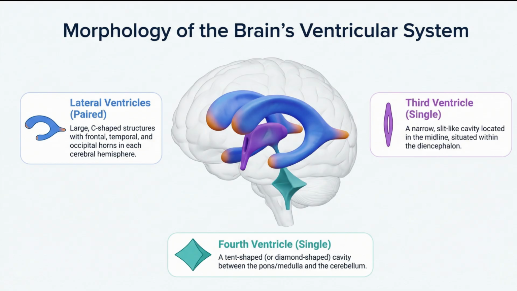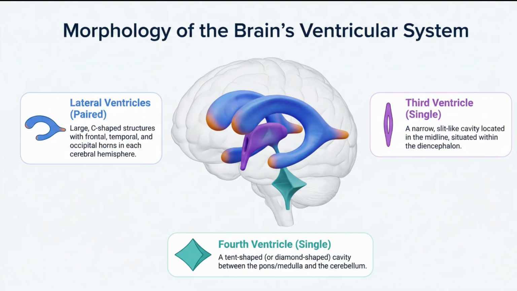Then we have the third ventricle, which is that narrow slit between the two thalami, and the fourth ventricle. The slide here says diamond or tent-shaped. Right. Think of it like a tent that's been pitched on the back of the brainstem. The floor of the tent is the dorsal surface of the pons and medulla, and the roof of the tent is the cerebellum. And the fluid inside all this, let's talk about that.